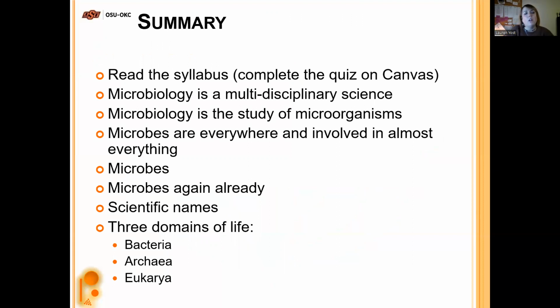And then, what we talked about for the chapter itself: microbiology is the multidisciplinary study of microorganisms. What are microorganisms? You have to view them under a microscope, right? You can't see them with the naked eye. Microbes are everywhere, in almost everything. Microbes also have scientific names. Remember, capitalize the first, lowercase the second, and italicize, right? And then the three domains of life: bacteria, archaea, and eukarya. That's it. That's chapter 1.